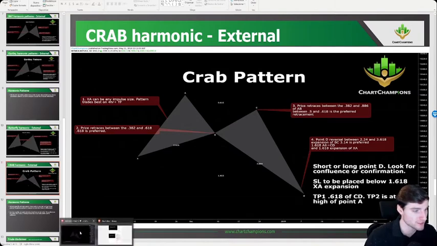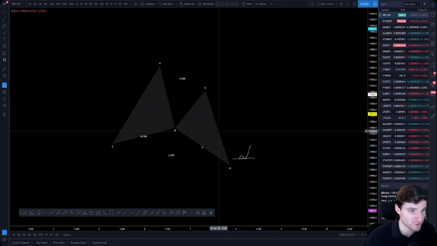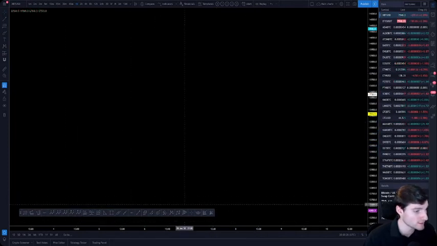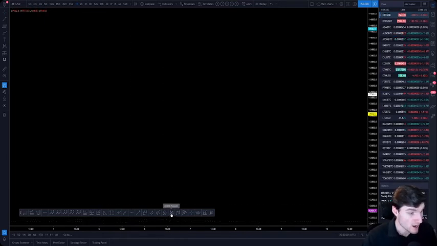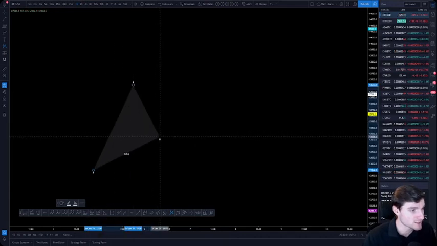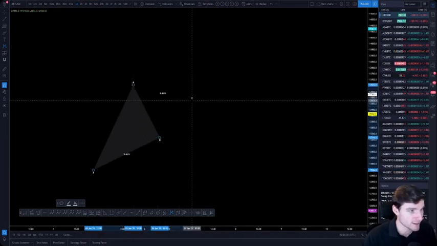Let me just do this, because otherwise it might get a bit confusing. So we were looking at the crab. Yes, crab. So we were looking at this. Let's say we get a 618.